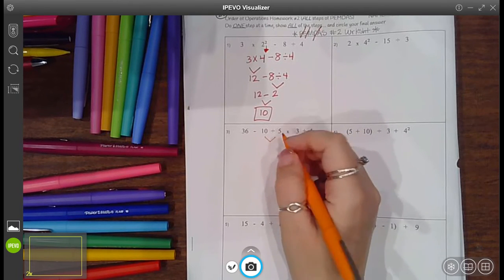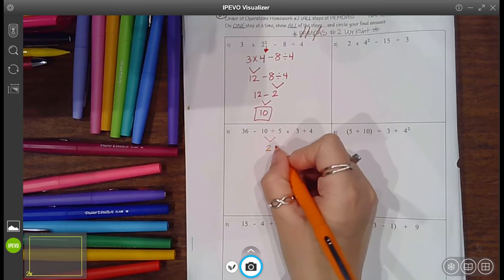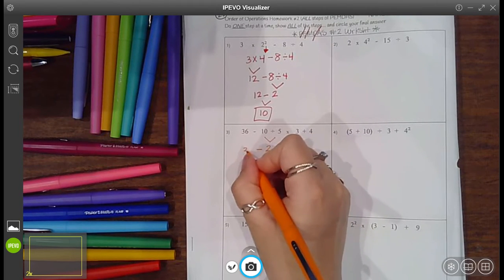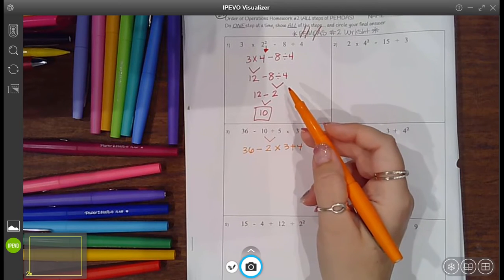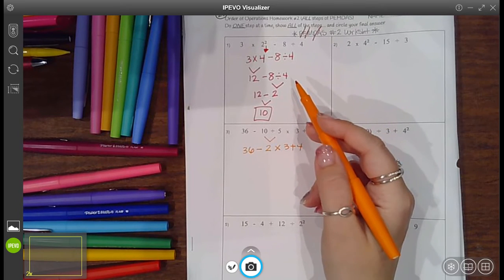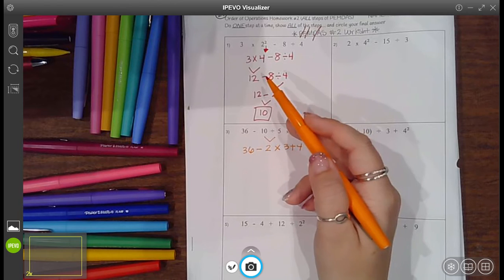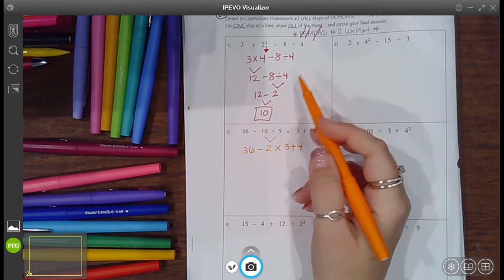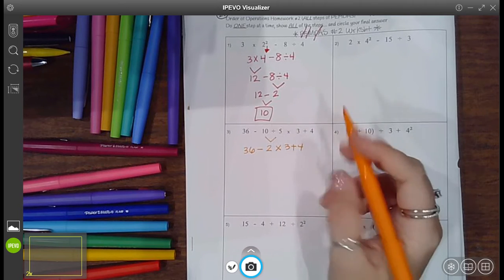So we had to do this. 10 divided by 5 is 2. Then bring down the times 3 plus 4, the minus, and the 36. Okay, again, just like the first problem, in order to receive full credit, we always want to make sure that we just simplify one part at a time and then bring the surrounding parts down each step, okay?